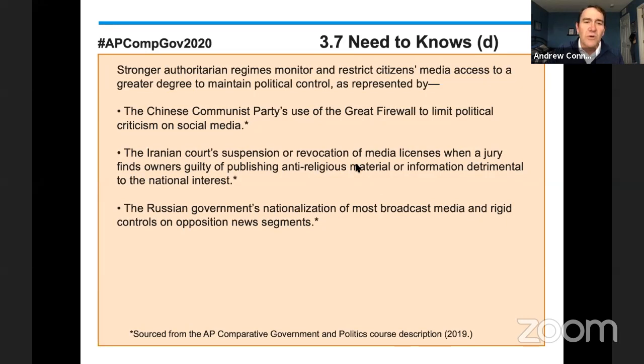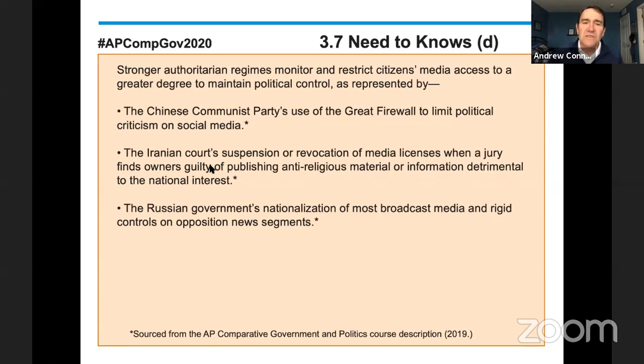The course description points to examples in Iran where media licenses, in cases of independent newspapers, have been revoked in some cases when a court finds that the owners of those newspapers or those internet sites publish anti-religious material. So that's an example of an authoritarian government cracking down on the right to free speech that's mentioned in the course description.